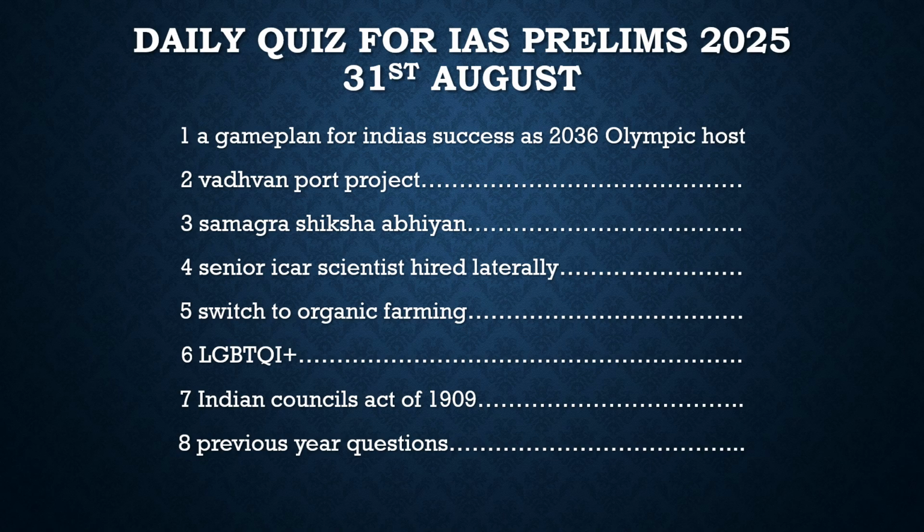If you read the newspaper, you won't find any categoric topic with respect to the Vadhavan port project, but the news in the newspaper was about PM Modi. He apologized to the nation for the collapse of the Shivaji Maharaj statue, and in that article itself there was a mention of this Vadhavan port project. So this becomes important for your prelims.